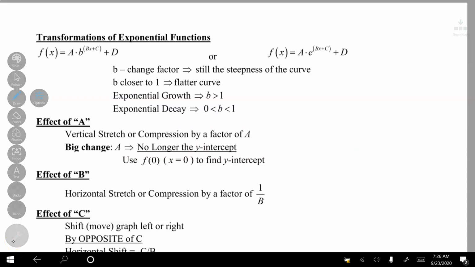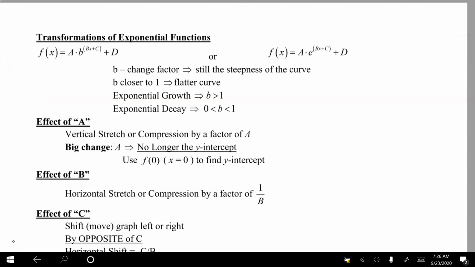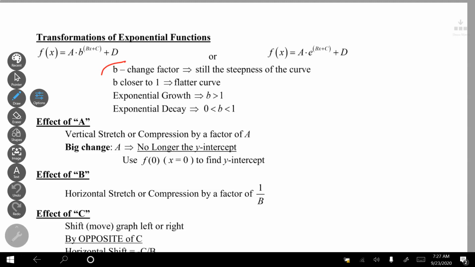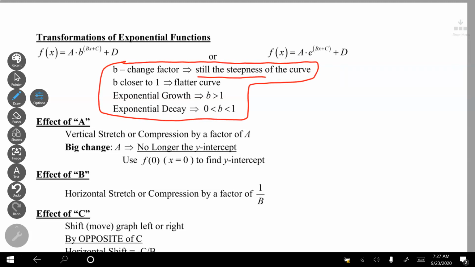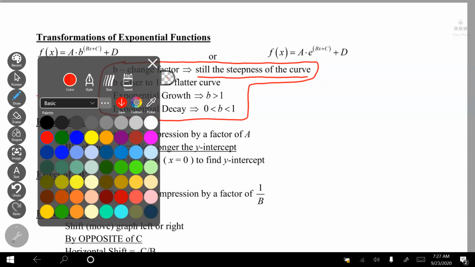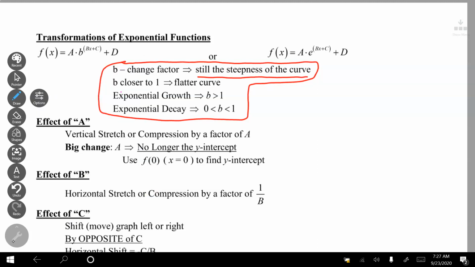So let's look at the effects of the transformations of capital A, which is still the same A, the capital B, the capital C, and the capital D. The lowercase b is the change factor. And obviously, that is going to give me the steepness of the curve. When b is bigger than 1, it's going to grow. When b is between 0 and 1, it's going to decay. And this key factor right here, the closer b is to 1, the flatter the curve. So I'm going to compare some of these. What do I mean by flatter the curve?